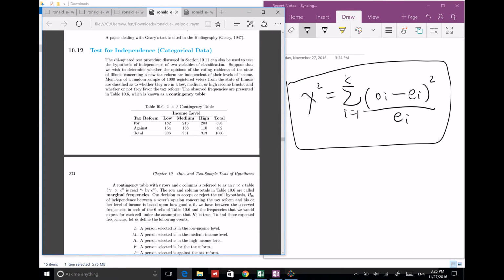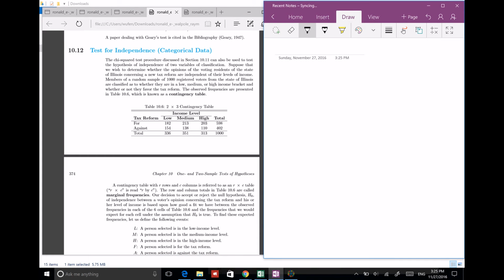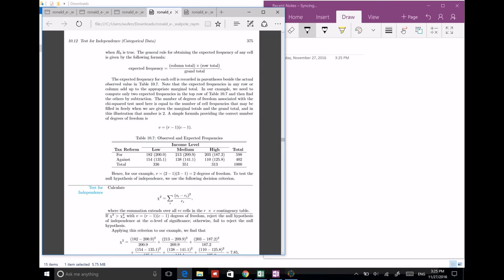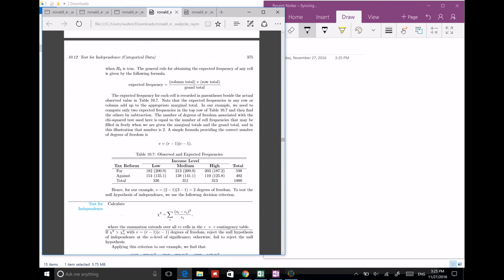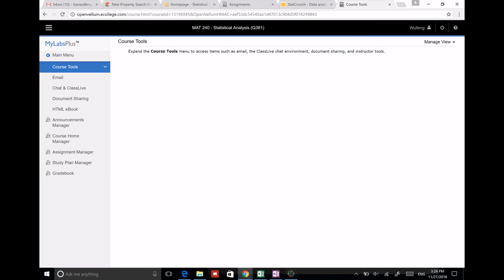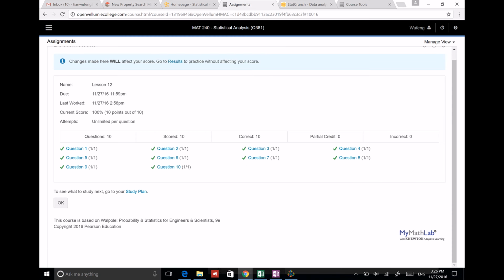Section 10.12 is the test for independence. A test for independence means it gives you two sets of data and asks whether these two columns of data are independent or not. For example, we still use chi-square. Let me look at the homework problem. There's one which is a really nice problem.